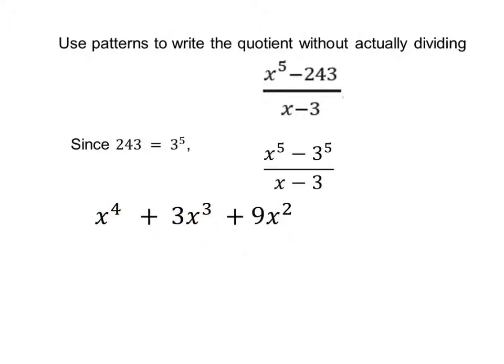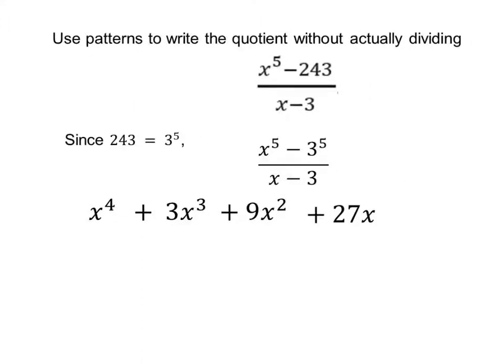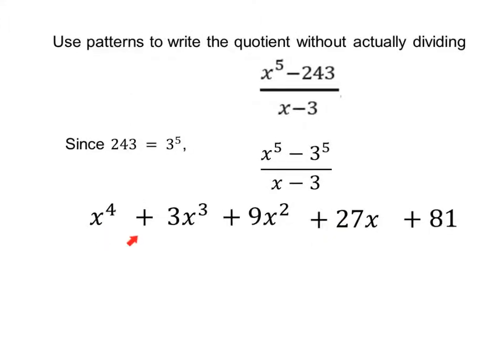So I'll show the remaining ones. Again, the exponent of x is going down by 1, and the exponent of 3 is going up by 1. X going down and 3 going up. 3 to the power of 1, 3 to the power of 2, 3 to the power of 3. This is the final term, because we ran out of exponent for x. x is going to have an exponent of 0 here, because it goes 4, 3, 2, 1, 0.